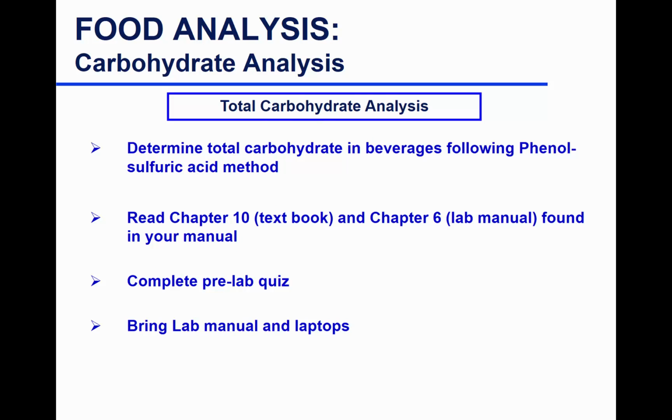For lab on Monday, you're going to do the total phenol-sulfuric acid method for total carbohydrate. You're going to use your lab manual this time, not the addendum, so you'll find that in chapter 6 of the lab manual. Please review chapter 10 in the textbook, and I think I did post it already, but I'll make sure that it's posted. And you need your laptops. You're going to do calculations in lab and be done with calculations in lab. I will send you the Excel sheet that you would need for lab next week.